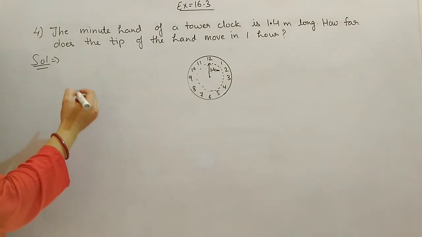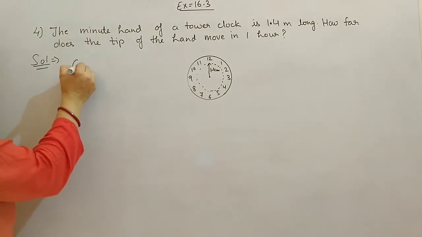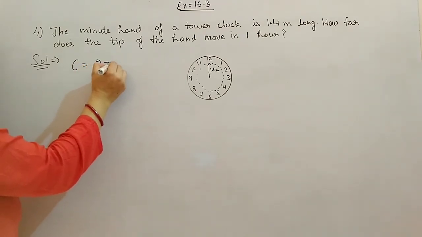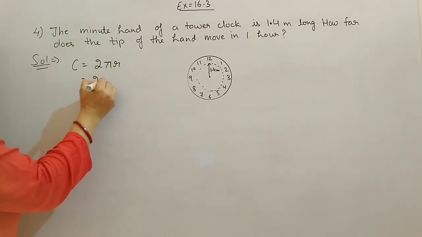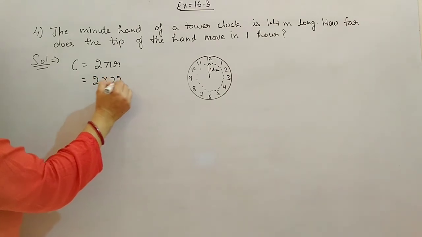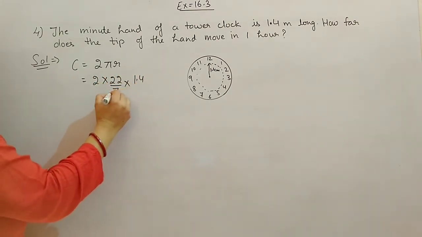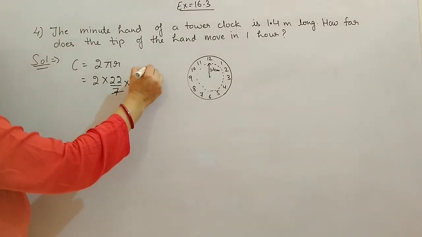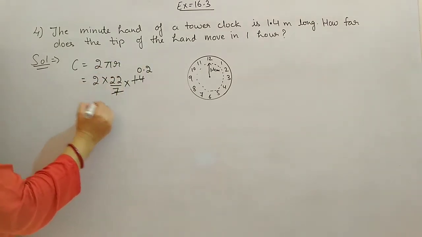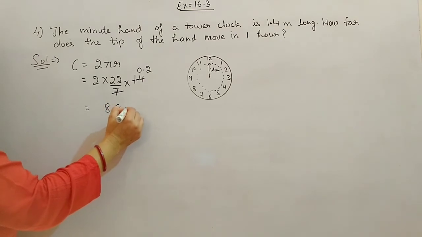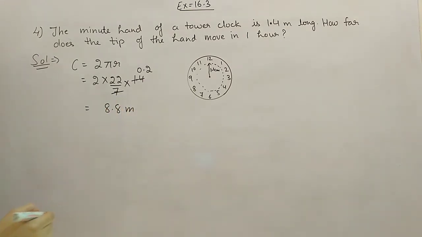So first we have to find out the circumference for this circle. So C is equal to 2 pi r. 2 times pi value 22/7 and r is here 1.4. You can cancel with the 7 table, 0.2 times it will cancel, multiply, and you will get 8.8 meter. So it will move 8.8 meter in 1 hour.